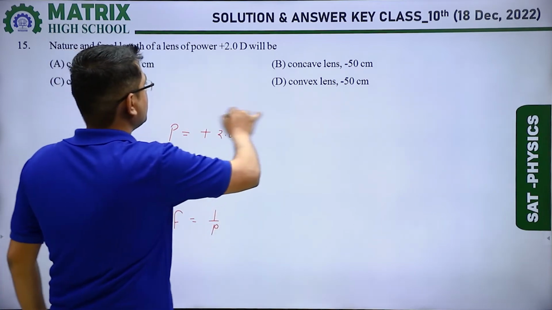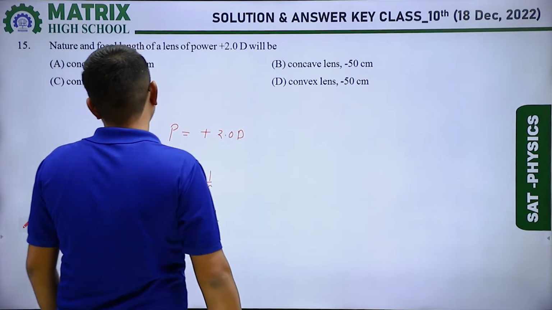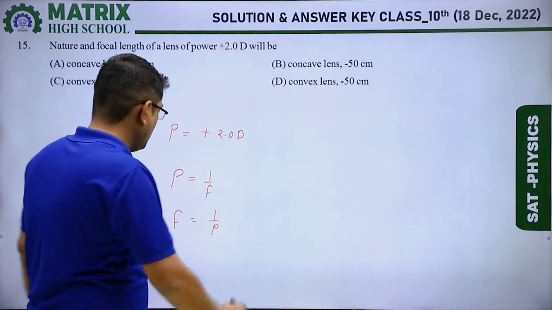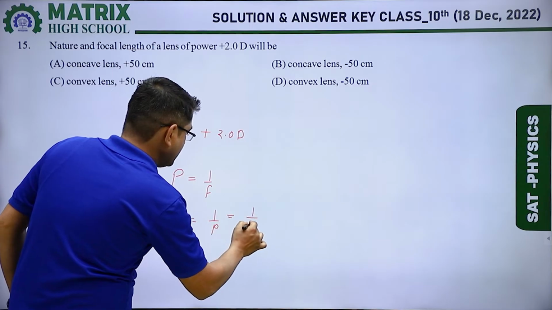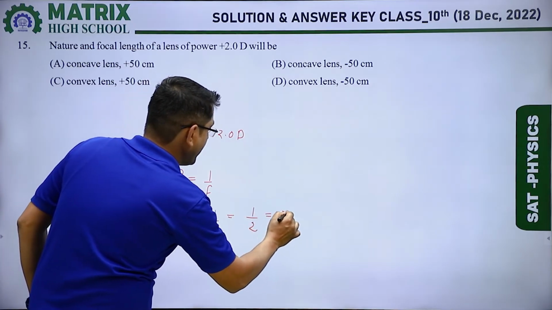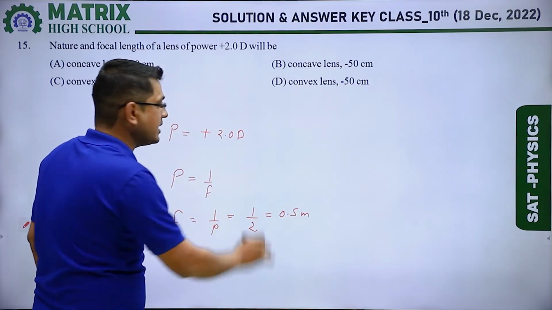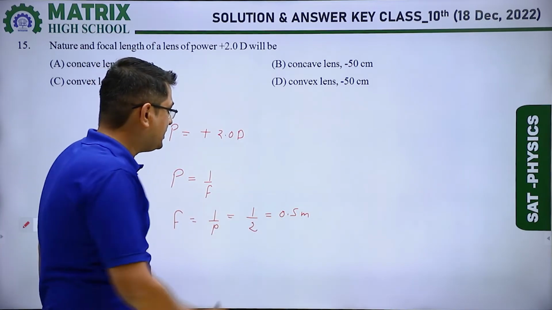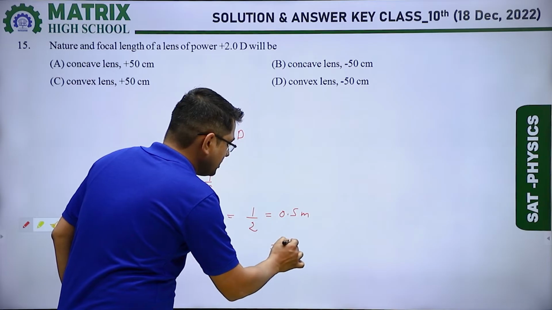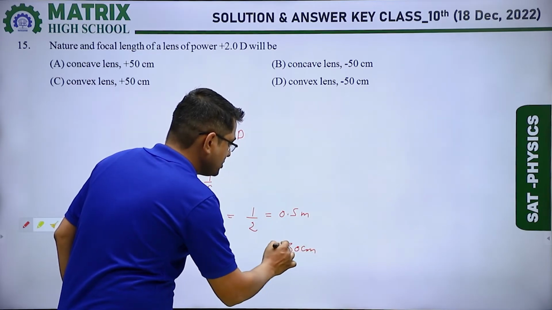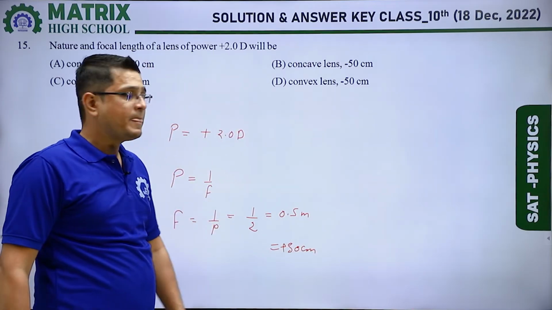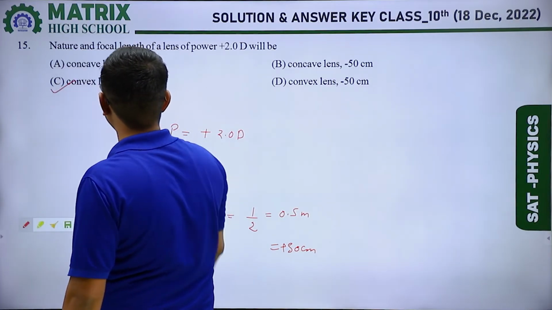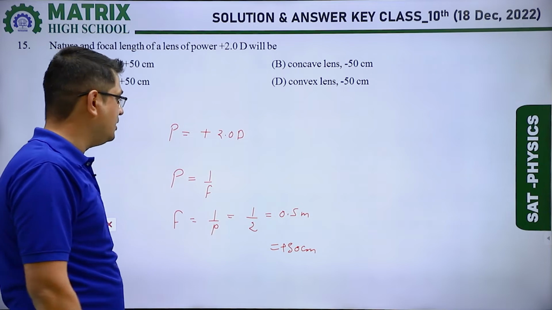So out of these 4 options, the correct answer will be convex lens, but we have to find the focal length. So I am writing the value here, 1 upon 2, which becomes 0.5 meter, because diopter is the SI unit, so focal length will be in meters. When we convert this 0.5 meter, it becomes 50 centimeter, which is also positive. So the correct answer will be option C, that is convex lens with plus 50 centimeter focal length.